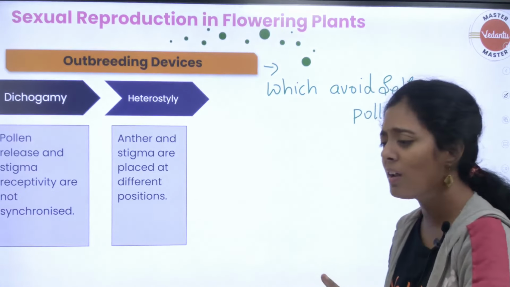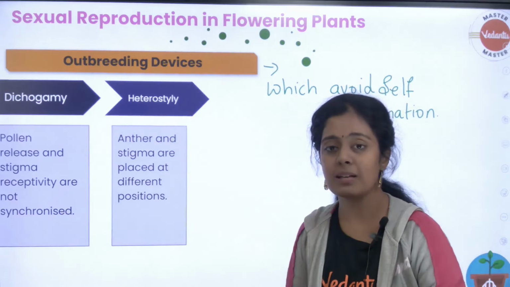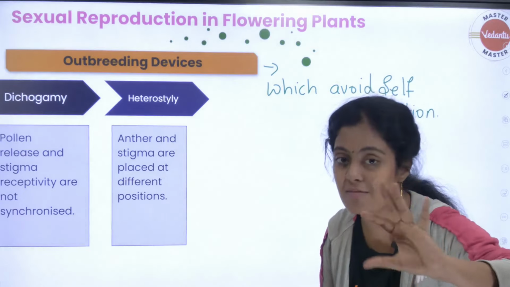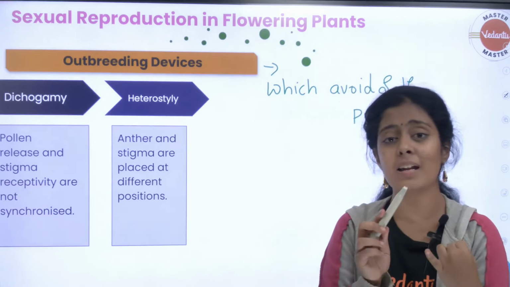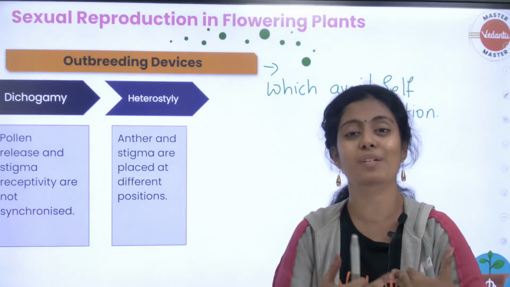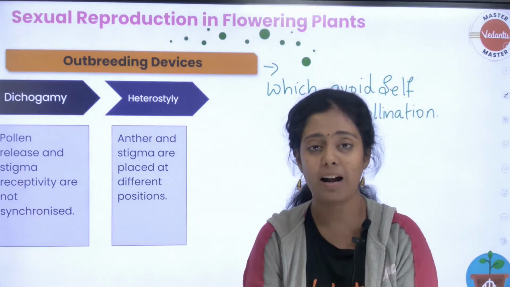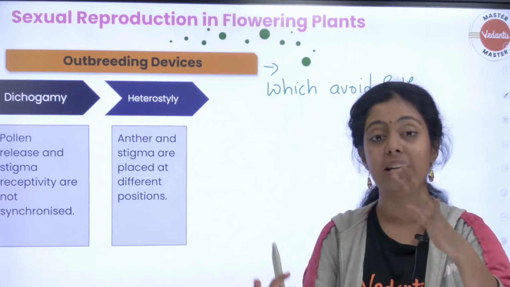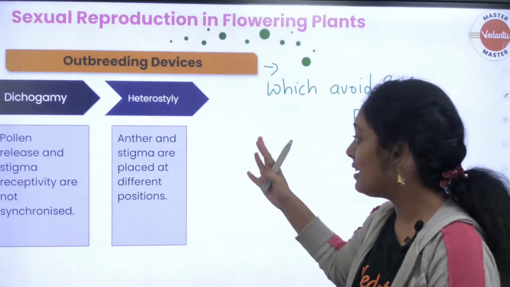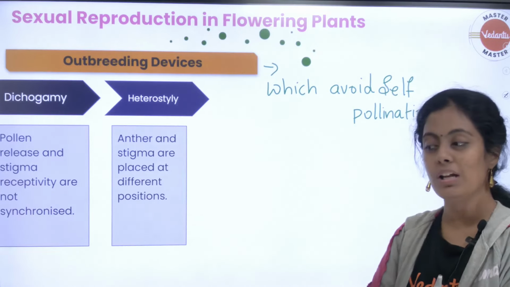Okay, you should remember the points, 5 points, 5 marks. The first one is that pollen release and stigma receptivity are at different times. Usually in an inbreeding or self pollinating plant, the pollen release and the stigma receptivity will be at the same time. But here, the time will differ, to avoid self-pollination.